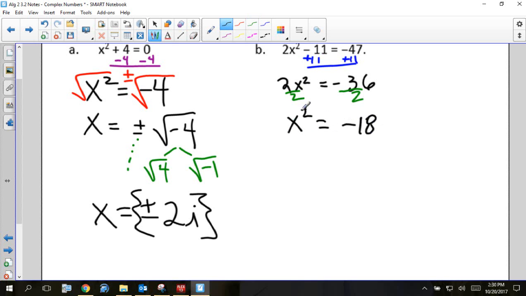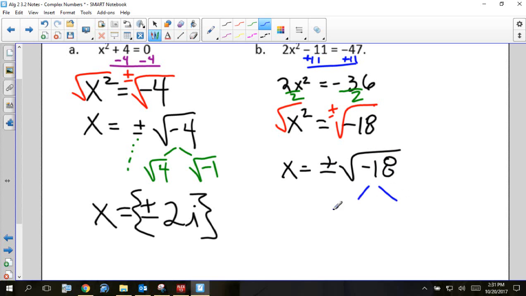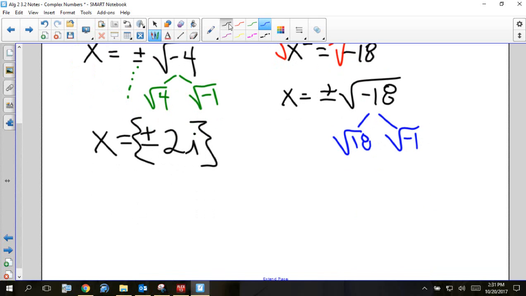Now what do I do? Square root, but if I square root, plus minus. Plus minus square root negative 18. So I have to break that apart. So I have square root 18 and square root negative 1. And that plus minus is still there. Can I take the square root of 18? No. So we're going to break apart square root of 18 even further. So square root of what and square root of what? What perfect square goes into 18? 9 times 2.